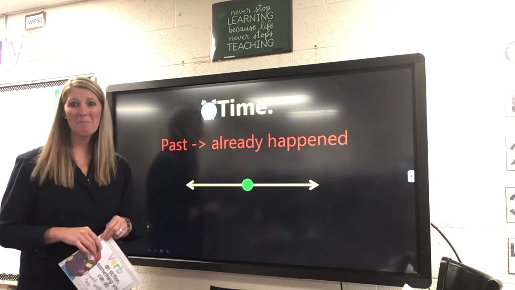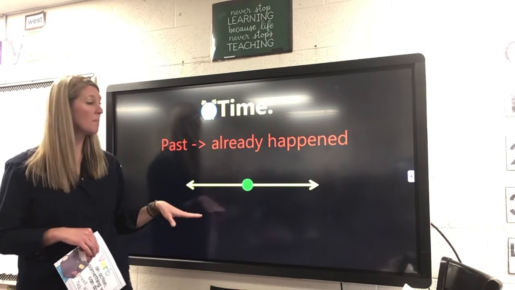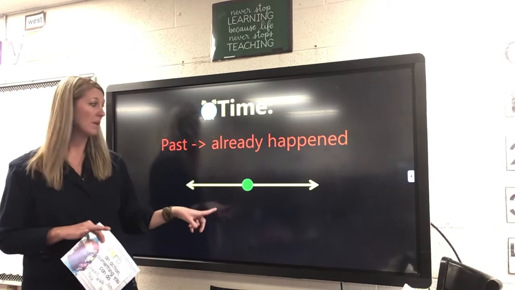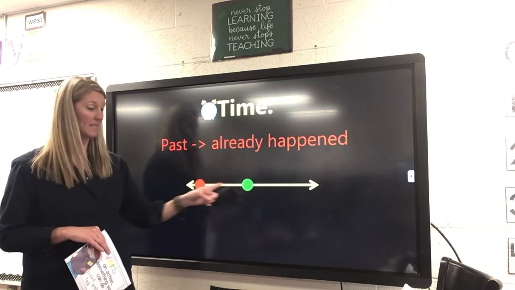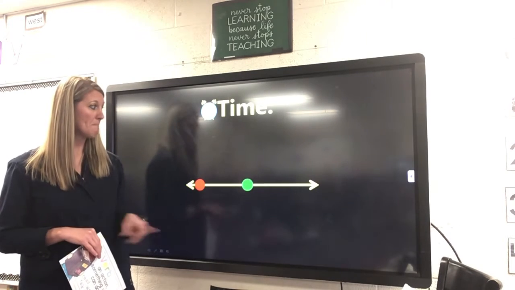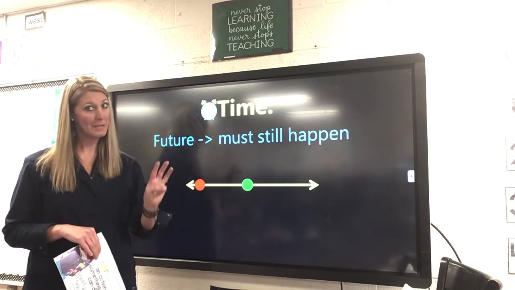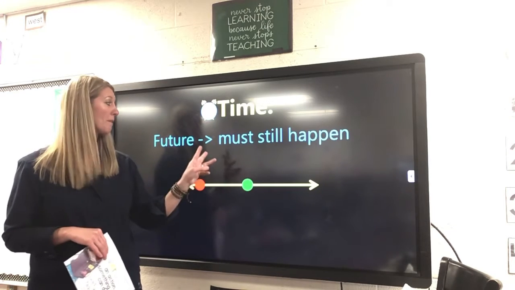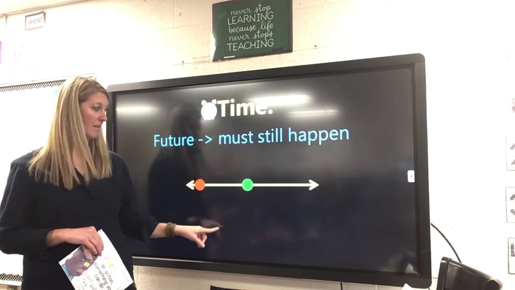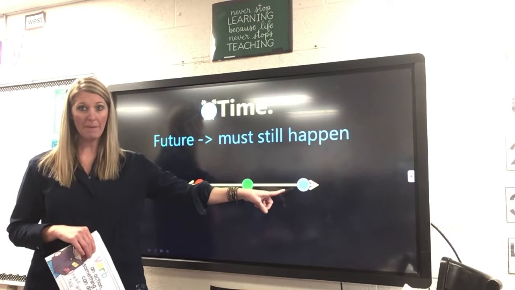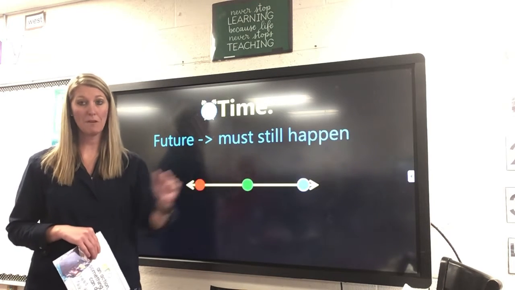Now sometimes verbs already happened in the past, and we're going to learn about that next week, but I'm just going to teach you a little bit about it now. If it already happened in the past, that comes before the present. We have three tenses: the past, the present, and the future. The future means it must still happen, so it's going to happen. The past is first, then the present, and then the future.